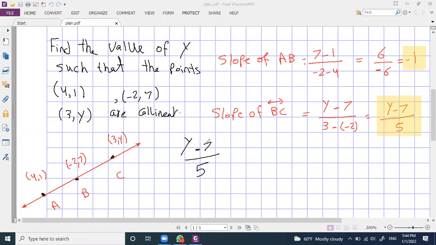Y minus 7 over 5 equals -1. You know -1 is -1 over 1. Do cross multiplying. Y minus 7 times 1 is y minus 7, equals 5 times -1, which is -5. Then move -7 to the other side. Y equals -5 plus 7, then y equals 2. Well done, Alia. Great. Salma, did you get it?